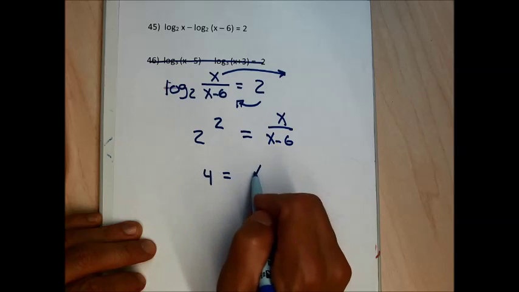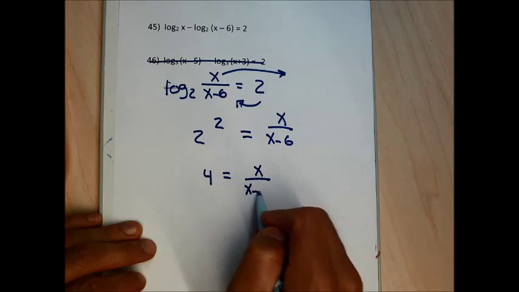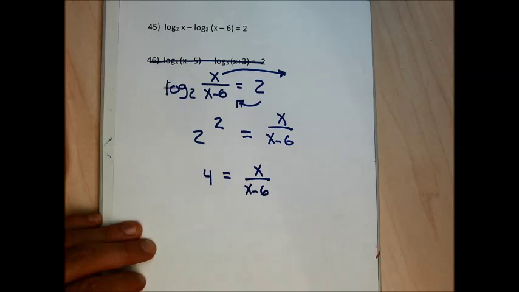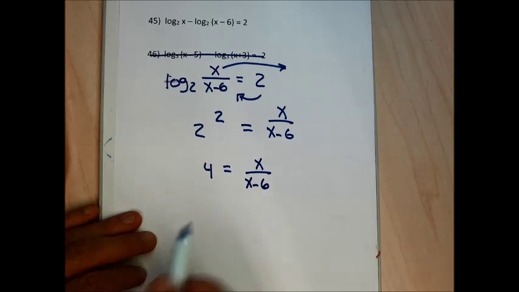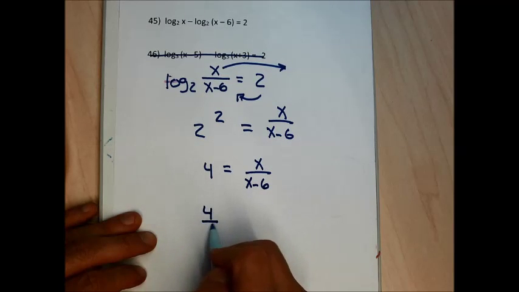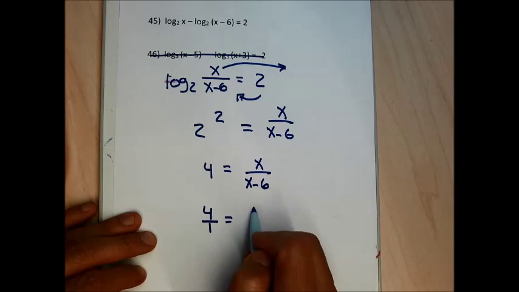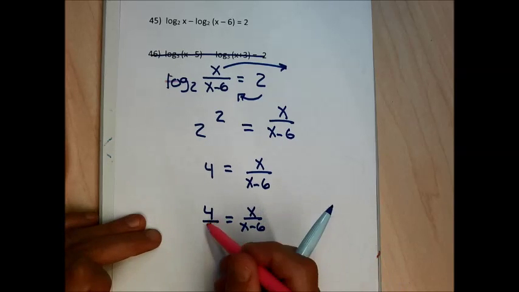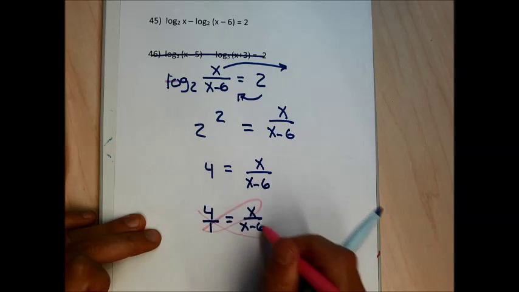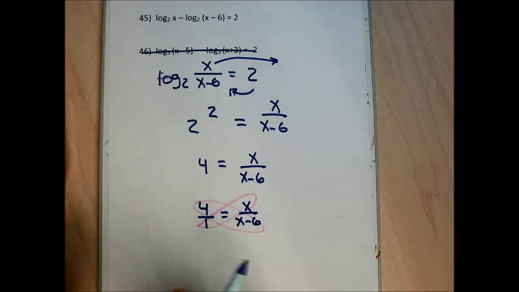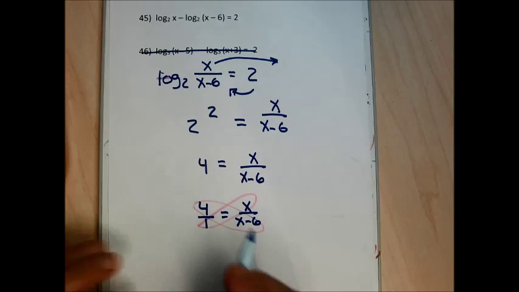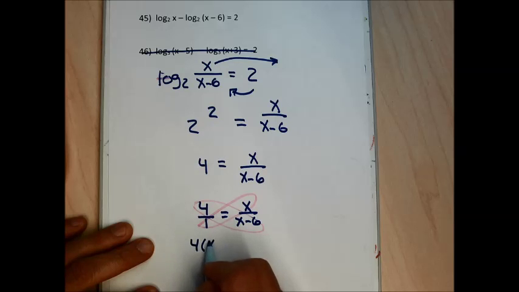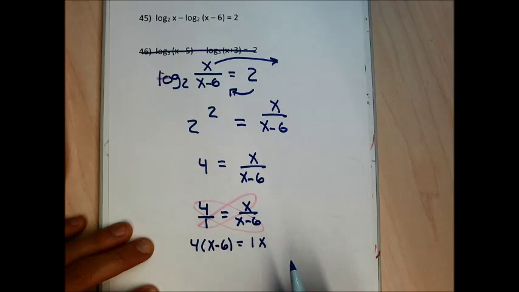The right-hand side is x over x minus 6. I really like to solve these fraction problems with cross multiplying, so I'm going to set it up to cross multiply by writing the 4 as 4 over 1. Because now I have a perfect cross multiplying problem, so I'm going to cross multiply up and down. It doesn't matter which side you do the cross multiplying on. In one direction, I'm going to have 4 times x minus 6. The other direction, I'm going to have 1 times x.